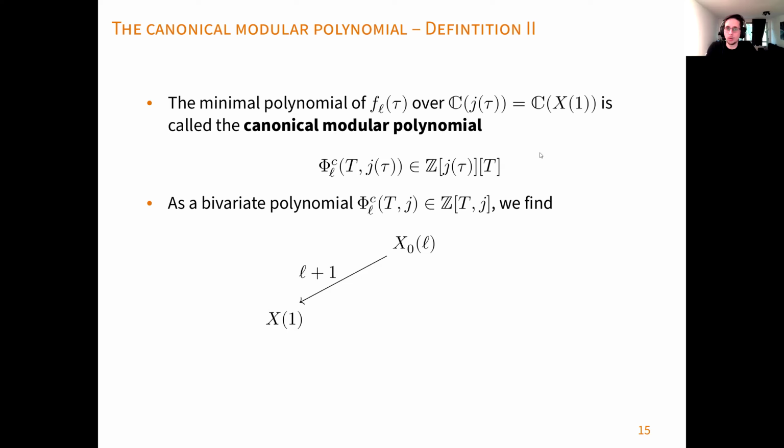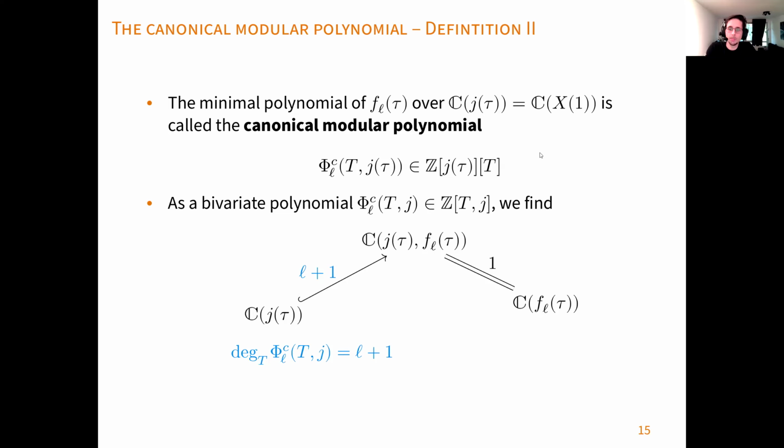And to understand its degrees, we look again at the geometric setting. We have this degree l+1 map from X_0(l) down to X(1). Now if we apply function fields, then this turns into the inclusion that we know. This function field is generated by F_l tau, but of course then it's also generated by F_l tau and j tau. And so we get two function field extensions, namely of degree l+1 on the left and of degree 1 on the right. Degree l+1 on the left is exactly the statement that in the t variable, we have degree l+1 because it's the minimal polynomial. And on the right, this exactly means that this has degree 1 because F_l tau alone already generates the whole function field.